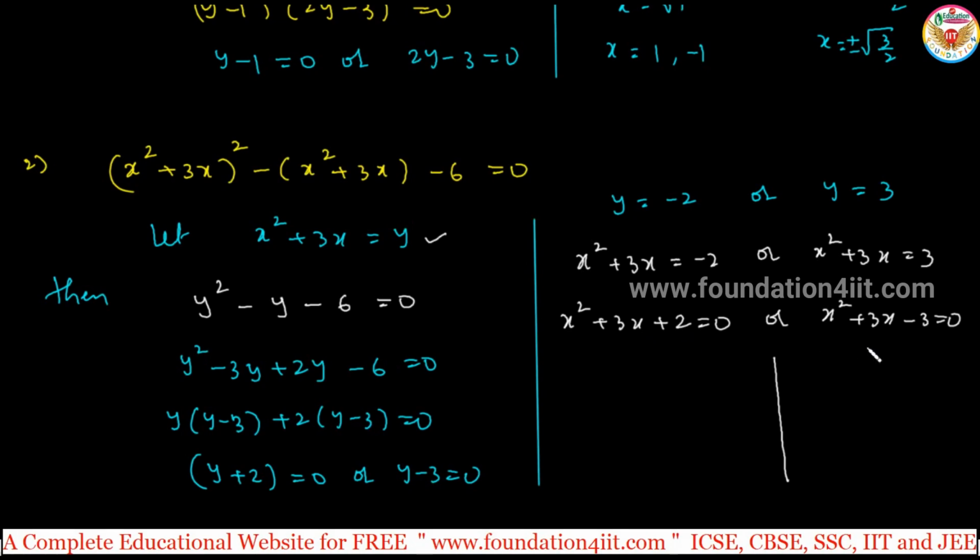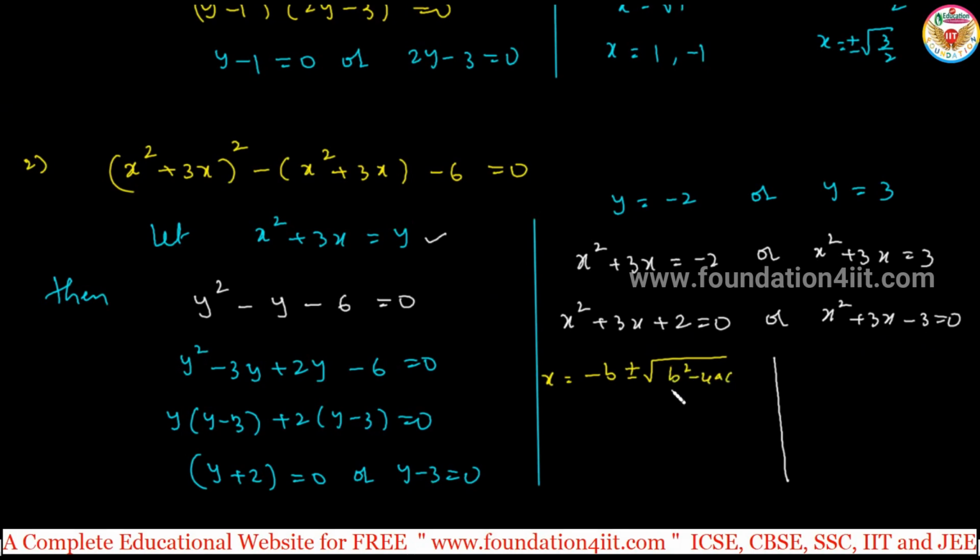So x square plus 3x minus 3 is equal to 0. For both equations, if you apply the formula, x is equal to minus b plus or minus under root b square minus 4ac divided by 2a. The same formula applies for both equations, and in total we get four answers. Let me show you that here.